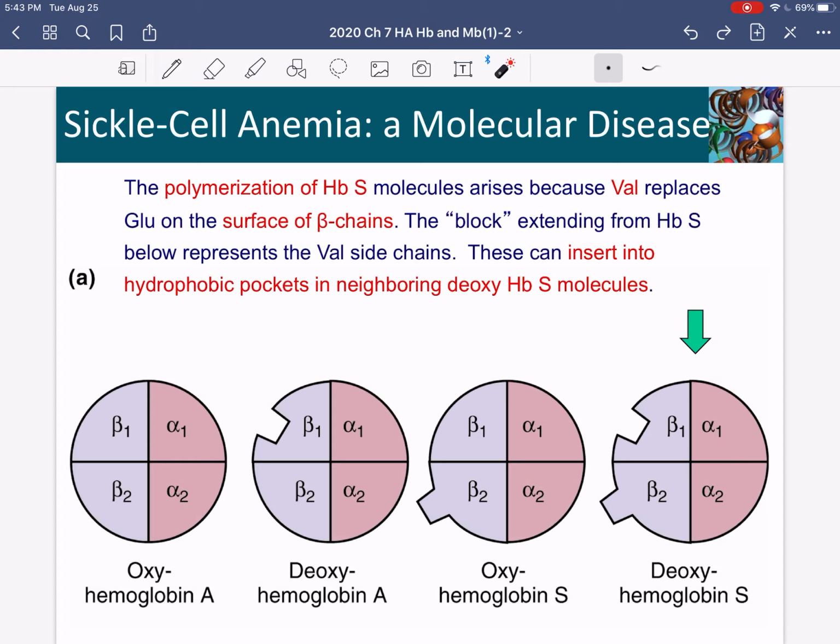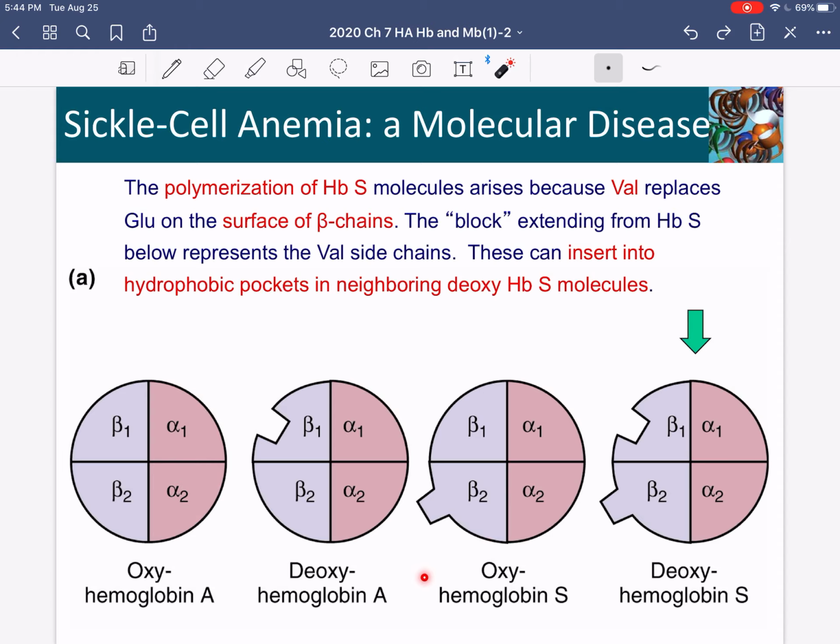All right, so let's have a look at oxyhemoglobin. Oxyhemoglobin is smooth. No block extending from one of the beta subunits, and no pockets either. Okay, so this is oxyhemoglobin. Beta 1, beta 2, alpha 1, alpha 2. Deoxyhemoglobin A, this is, again, the healthy adult hemoglobin, has a pocket in the beta 1 chain. So on this face, there's also a pocket in the beta 2 chain, but it's into the board.